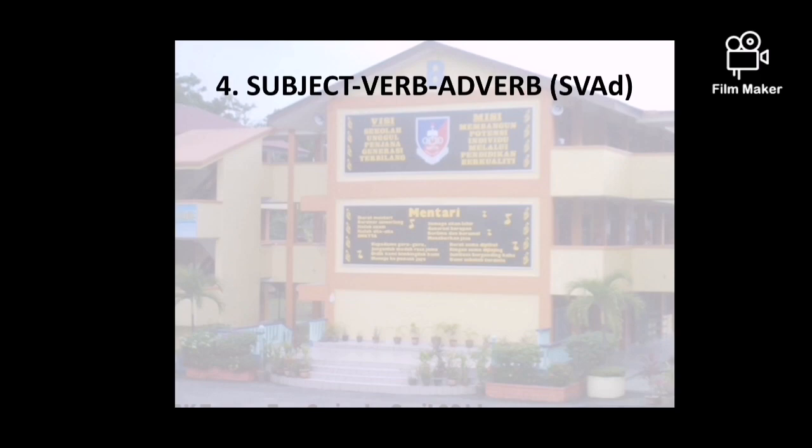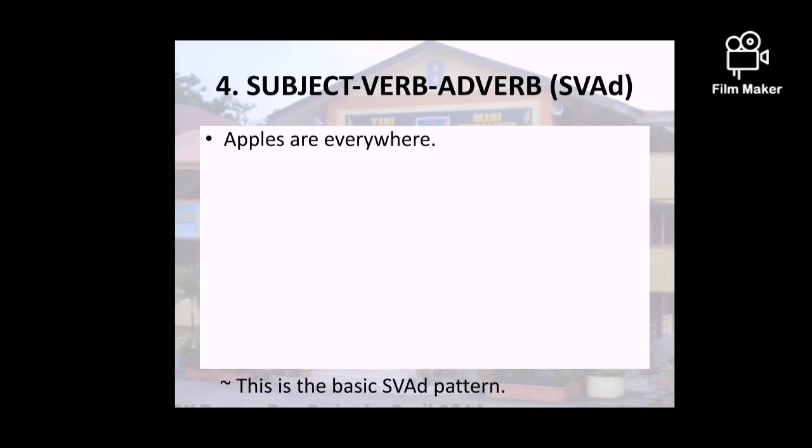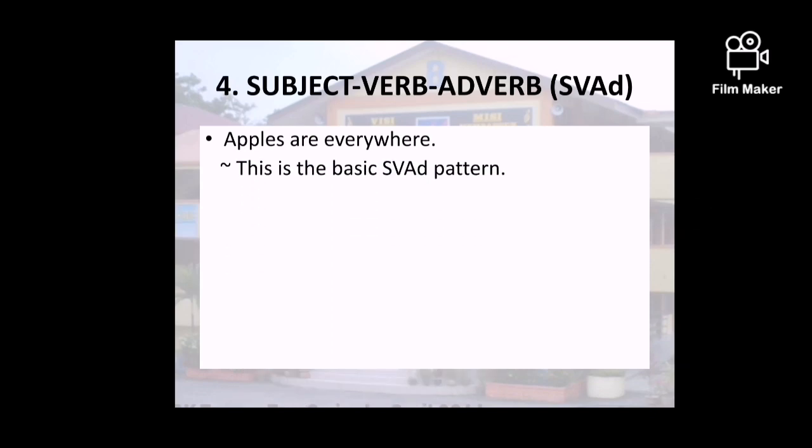Okay, subject verb adverb. The example given here is "Apples are everywhere." So this is the basic SVA pattern. When you want to make it more informative or expand the sentence, you may put in adjectives of color.